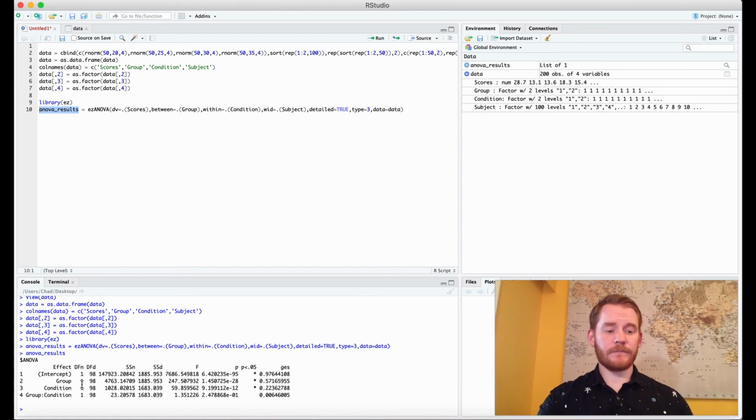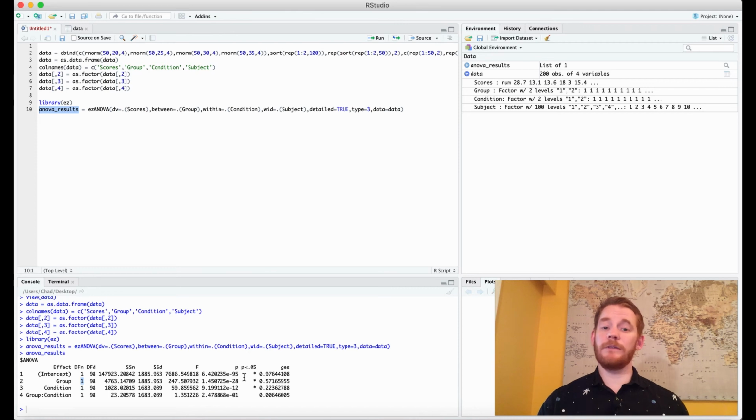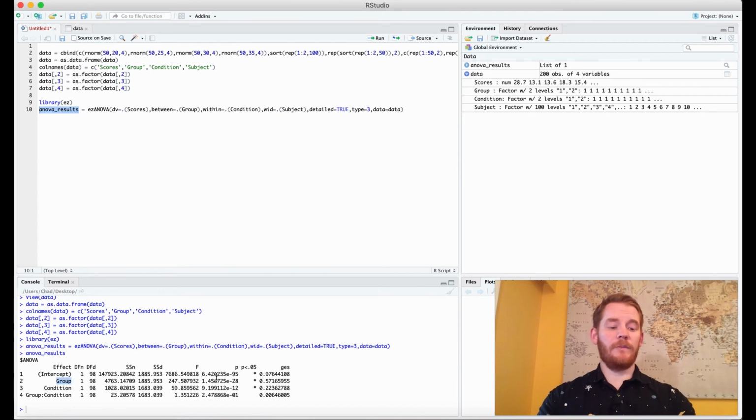So what we see is our numerator degrees of freedom makes sense because we have k minus 1. Each one has two levels, which is k minus 1 equals 1. The denominator degrees of freedom is how many people we have minus how many groups we have. That's 100 minus 2, and there you go, that's 98. If we look at the between subject group variable, there's our F value, and we see that the p value is very small, so it is significant. Same thing with our condition, but there's no interaction effect here.